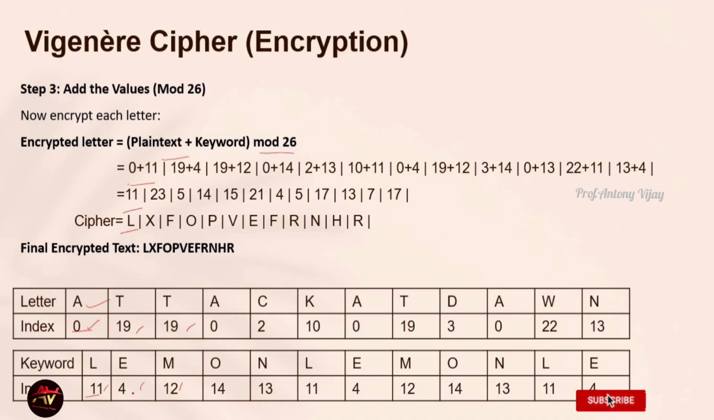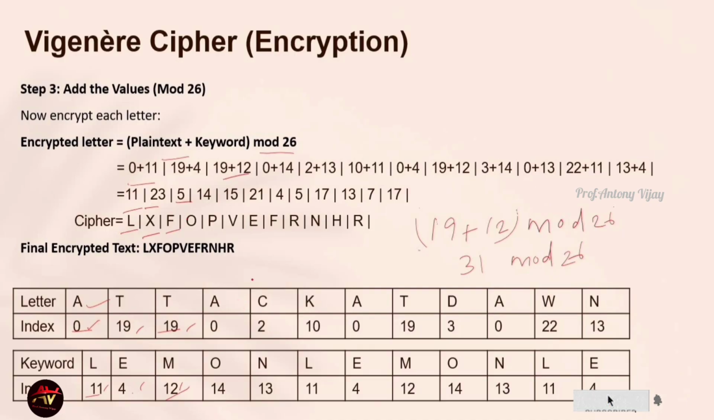Likewise, 19 plus 4 is 23, so it is X. Again, 19 plus 12 is what? It is 31. If it is more than 25, then we have to apply mod 26 on it. So here it is 31. 31 mod 26 is what? It is 5. So the character for it is F.